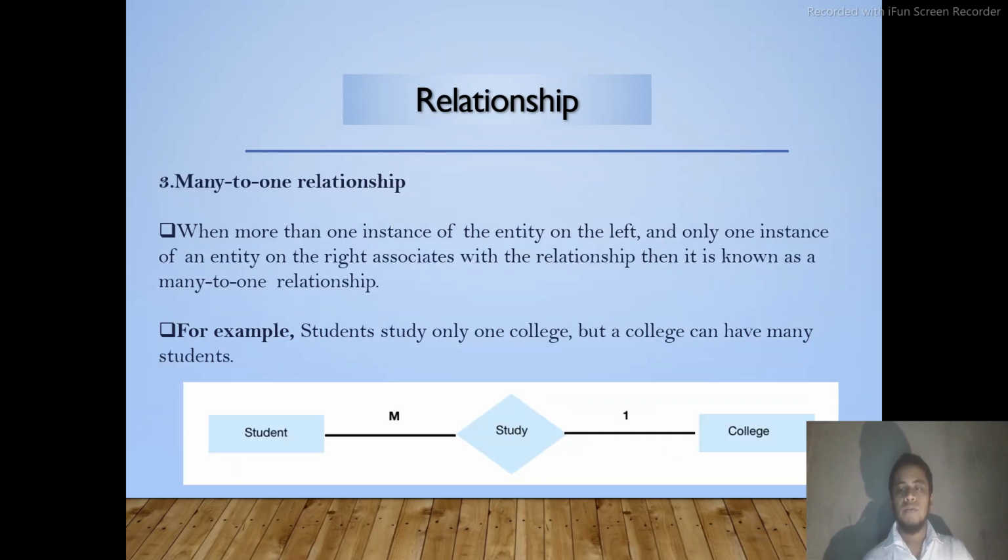Now coming to the point of the many-to-one relationship. When more than one instance of an entity on the left and only one instance of an entity on the right are associated with the relationship, then it is known as the many-to-one relationship. Here is an example. We can see that student studied in college. We basically know that students study in colleges. So many students at a time study in one college. It is impossible for one student to study in different colleges at a time. So student and college relationship is a many-to-one relationship.